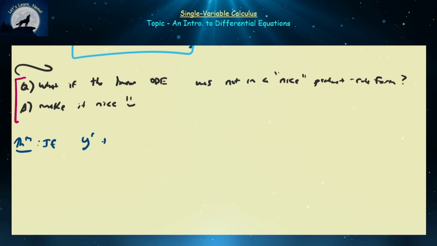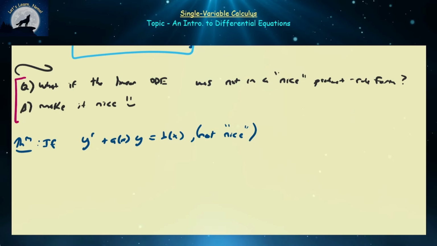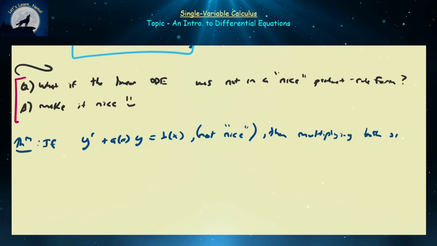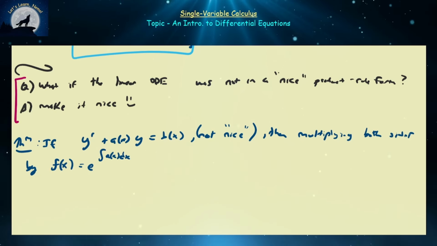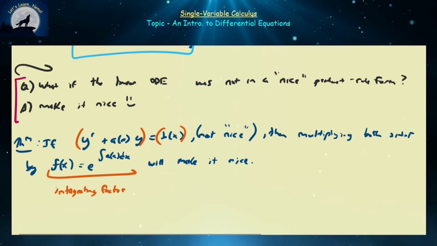So if y prime plus a of x times y is equal to b of x, and let's assume that it's not nice in this particular general sense, then multiplying both sides by this function, f of x equals e to the antiderivative of a of x dx, regardless of the arbitrary constant that generates from that, will make it nice. I won't get into the proof of this here, but in a more formal differential equations environment, this would need to be justified. And a more formal verbiage of what it means to be nice also would have to be instantiated. So some people will also call this an integrating factor. Right, so if it's not nice, multiply both sides of this equation by that function f, and it makes it nice.